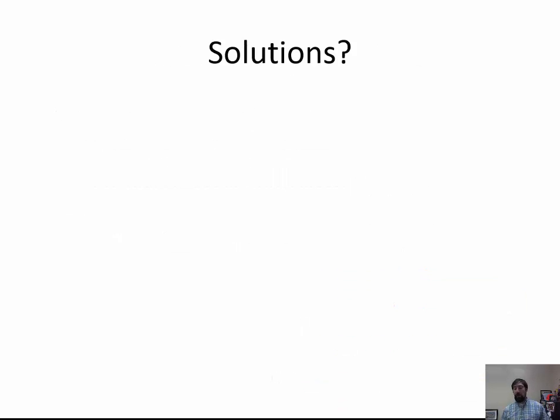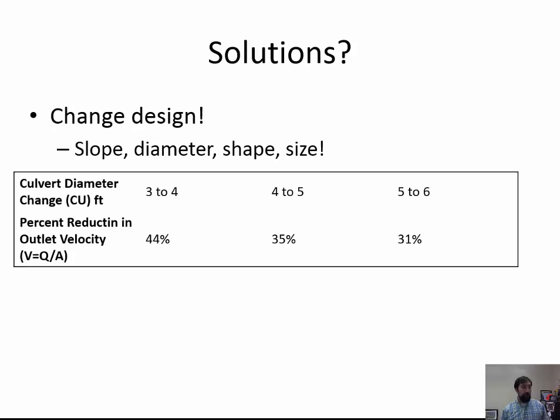So what are some different solutions? Well, we can always change the design. We've got some variables we could change. We could change the slope of the culvert. We could change the diameter of the culvert. Here's an interesting figure: if we go from a 3-foot to a 4-foot culvert diameter, the percent reduction in outlet velocity is 44%. So we've really reduced that outlet velocity by just going a foot bigger.